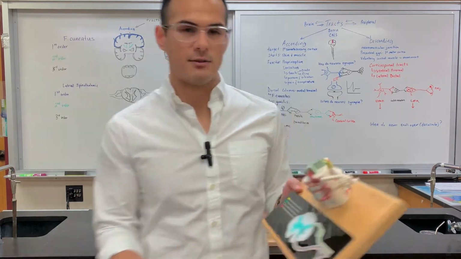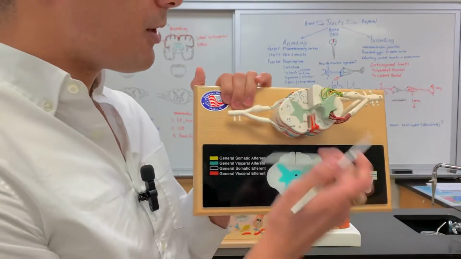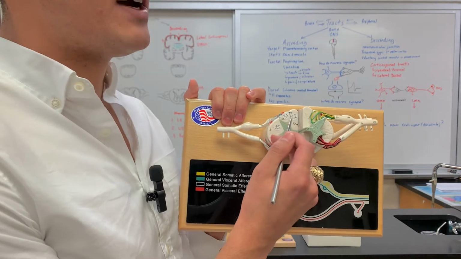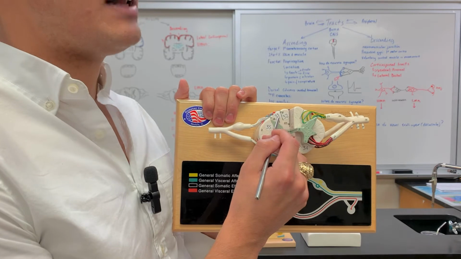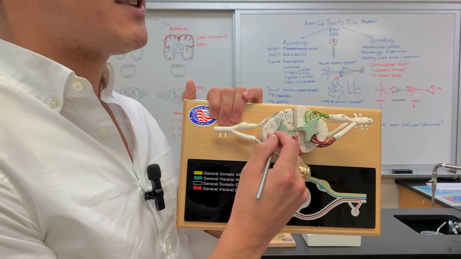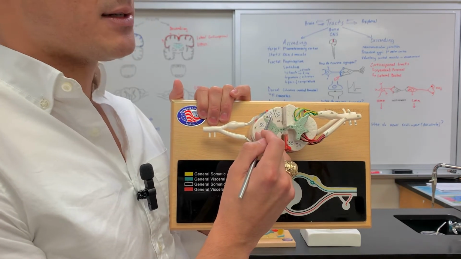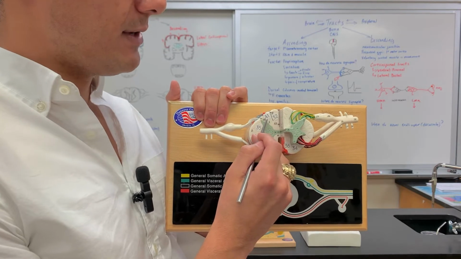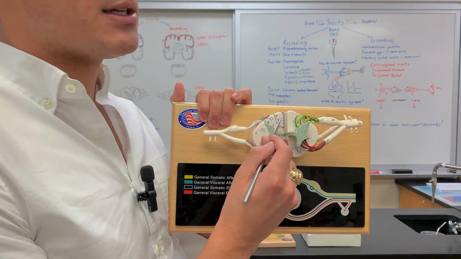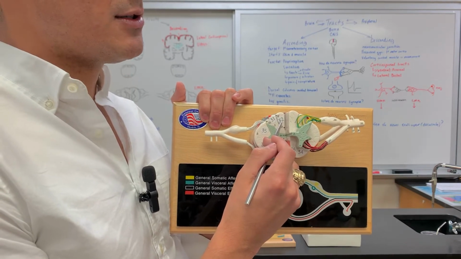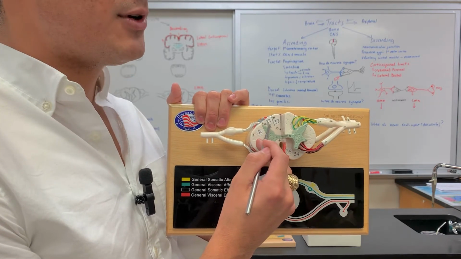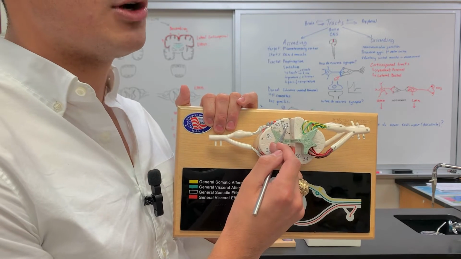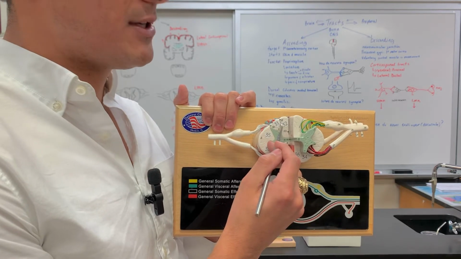Okay, so let's identify them on this. On the back side, I've already identified the dorsal columns. The one that's here, that's lateral, is the fasciculus cuneatus. So you have the fasciculus cuneatus and the fasciculus gracilis. The cuneatus is transmitting information for the upper extremity. Here, it's for the lower extremity. These are ascending tracts.